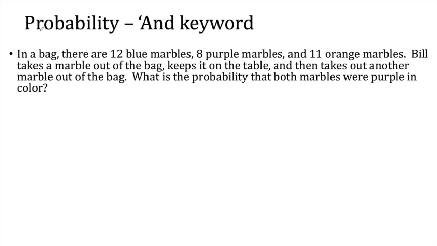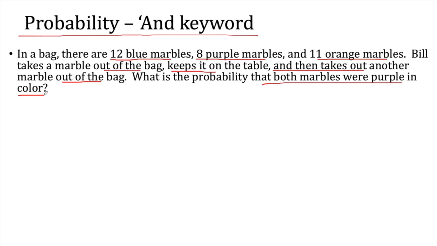In this video, we'll be looking at another probability question involving the AND keyword. So let's begin. The question states that in a bag, there are 12 blue marbles, 8 purple marbles, and 11 orange marbles. Bill takes out a marble out of the bag, keeps it on the table, and then takes out another marble out of the bag. What is the probability that both marbles were purple in color?